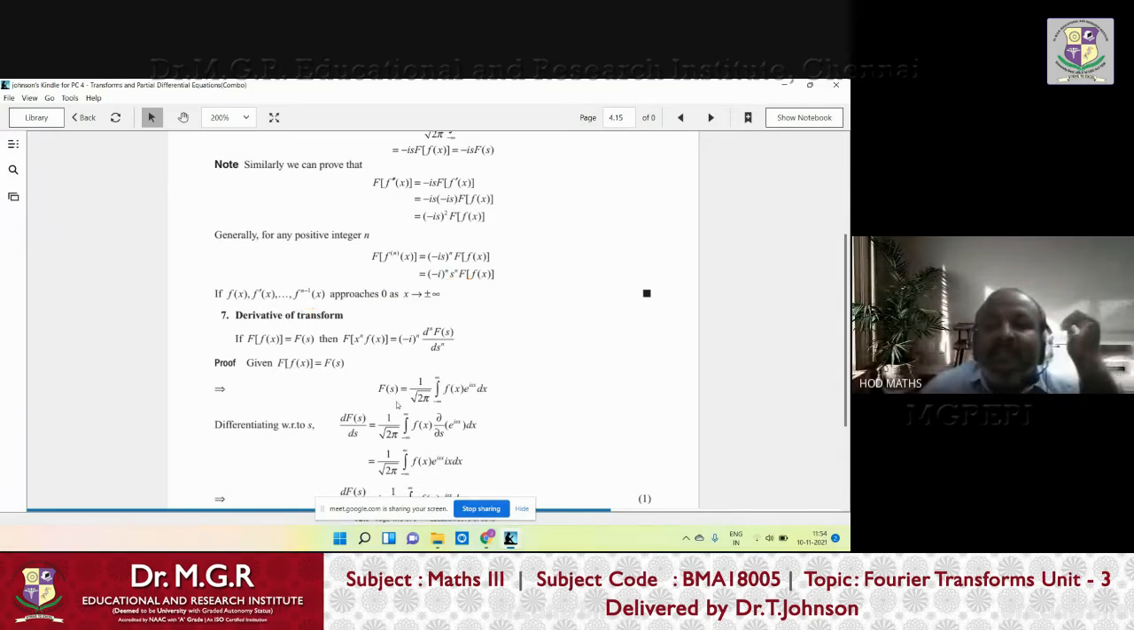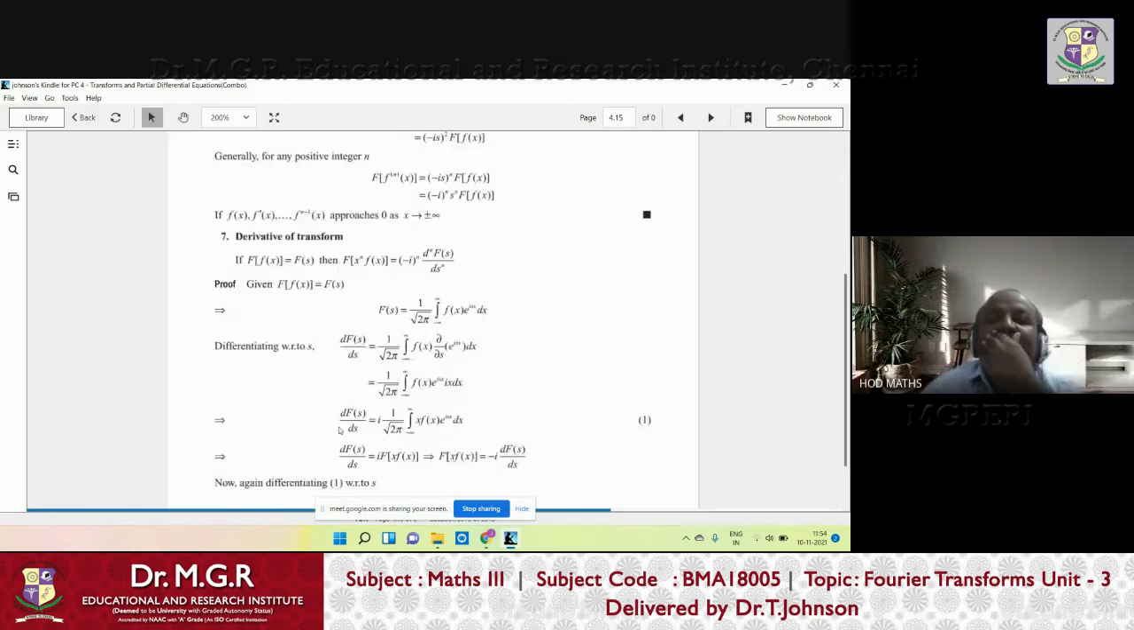Now, the next property is derivative of transform. You have seen the Fourier transform of f dash of x. Now here, the derivative of capital F of s. The previous property was f dash of x, that is the derivative of small f. But here you can see the derivative of capital F. So what is the meaning of this property? Derivative of transforms. F of s is the transform. Derivative of transform means capital F dash of s, otherwise denoted by d by ds of F of s. Similarly, nth means nth derivative, right?